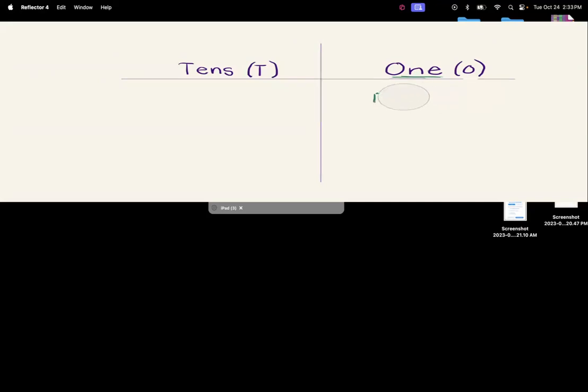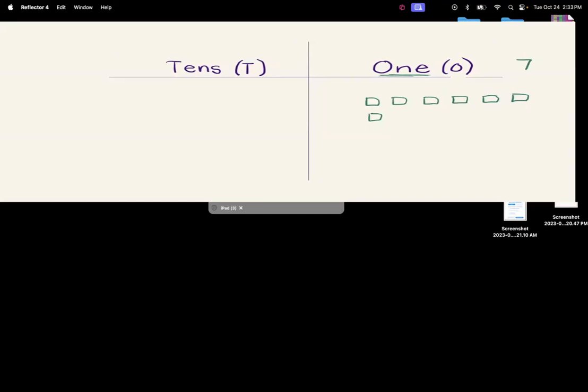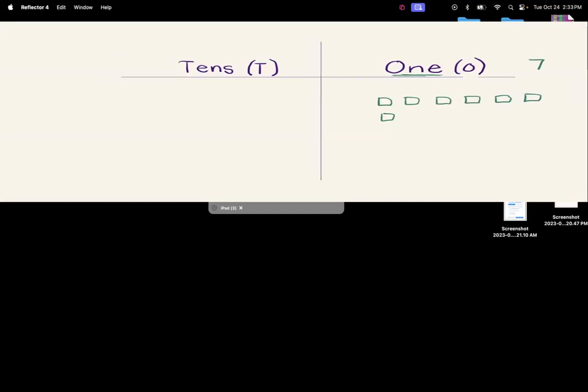Let's try again. Ready? We need to make the number 7. How many ones blocks would you need to make the number 7? Let's try. 1, 2, 3, 4, 5, 6, 7. Good job. Okay, we're going to do one last one today.